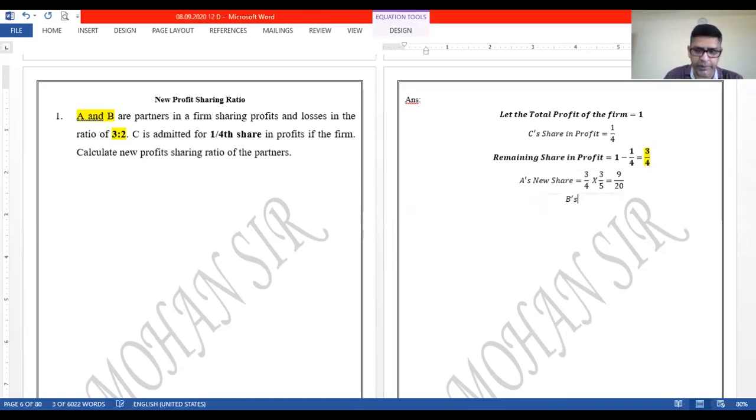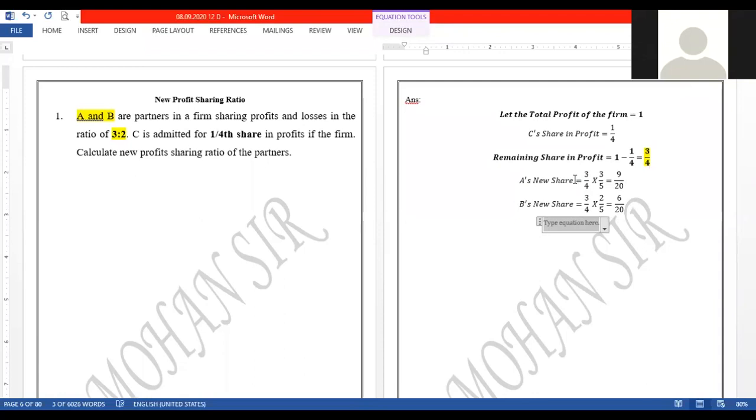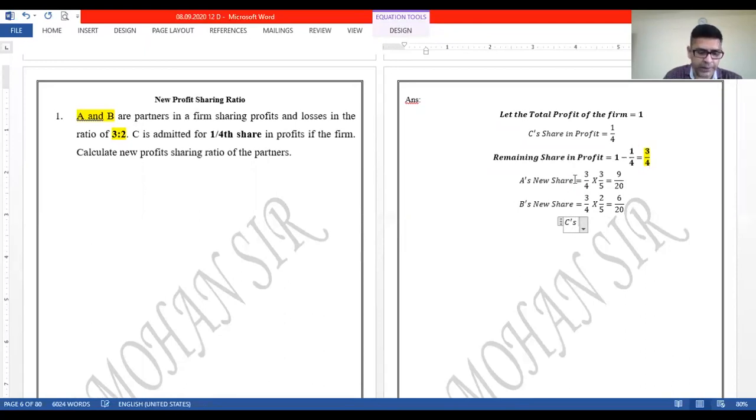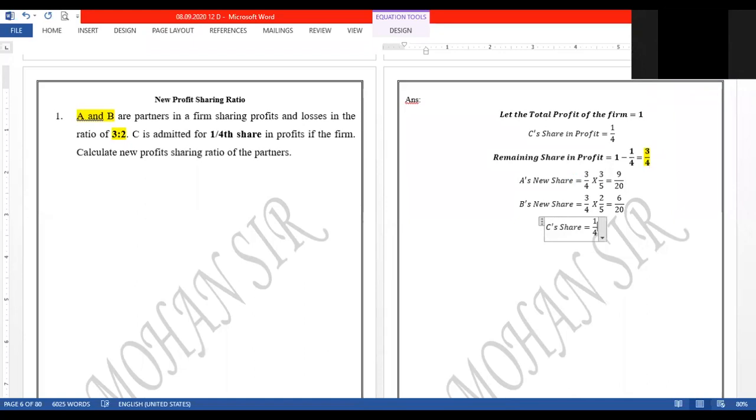Same way for B. B's new share will be equal to, the remaining share was 3/4, B's share is 2, so 2/5. That will be equal to 3 2s are 6, 6/20. So we are done with A and B's calculation. C's share: C is already a new partner, right? So C's new share is equal to 1/4. So this is the new share for A, B, C.